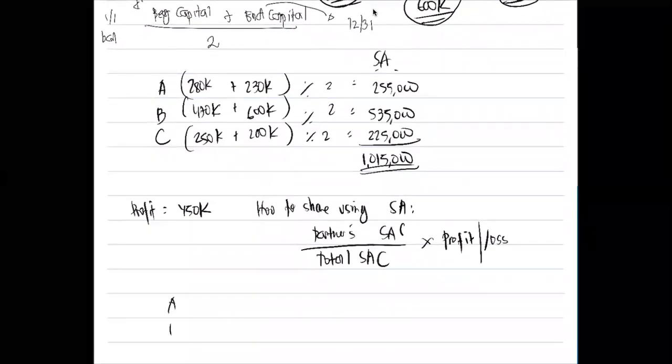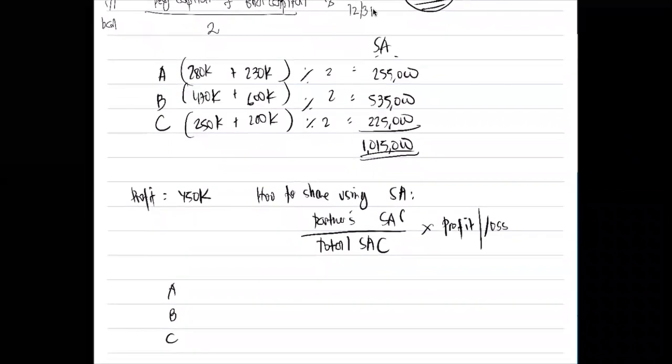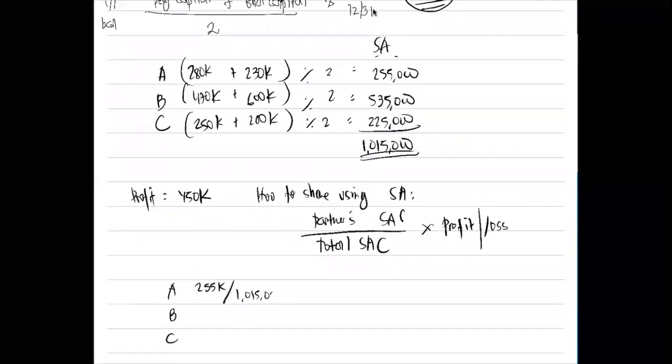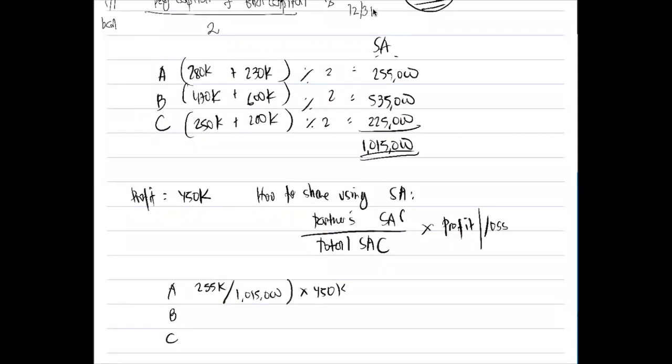Okay, so we have here A, B, and C. What is the simple average of A? 255,000. What is the total simple average? 1,015,000. We multiply it to 450,000. For B, what is the simple average of B? 535,000. We divide it to 1,015,000 multiplied by 450,000. For C, what is the simple average of C? 225,000 divided by 1,015,000 multiplied by 450,000.